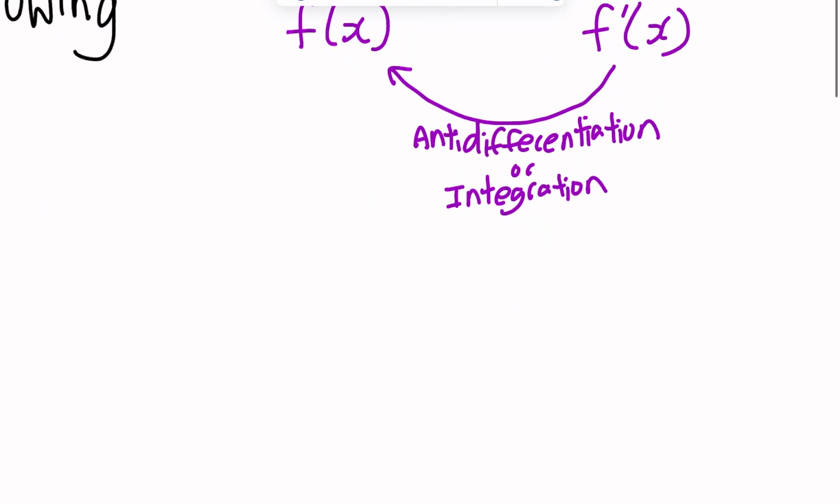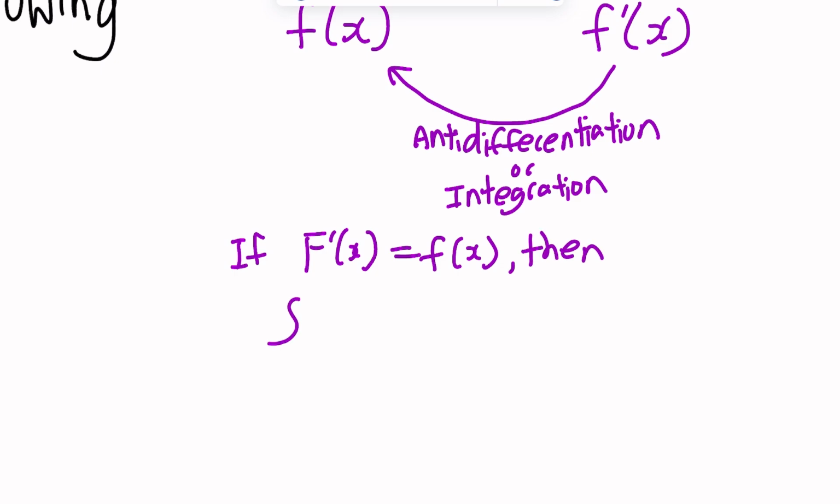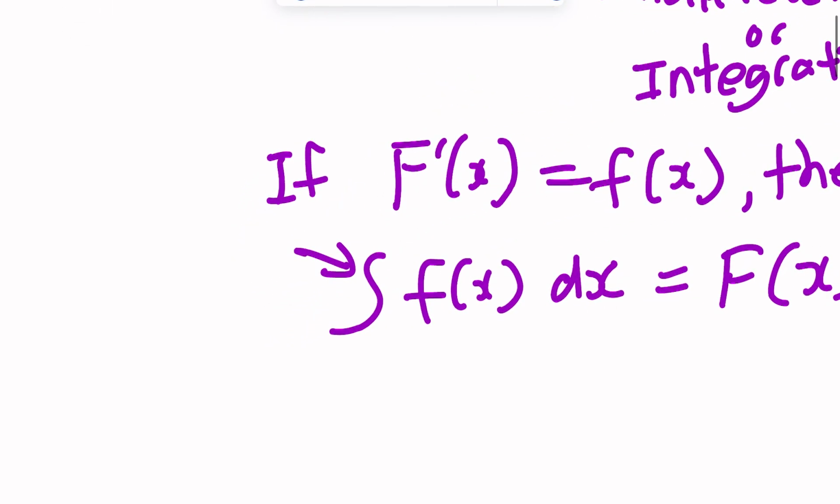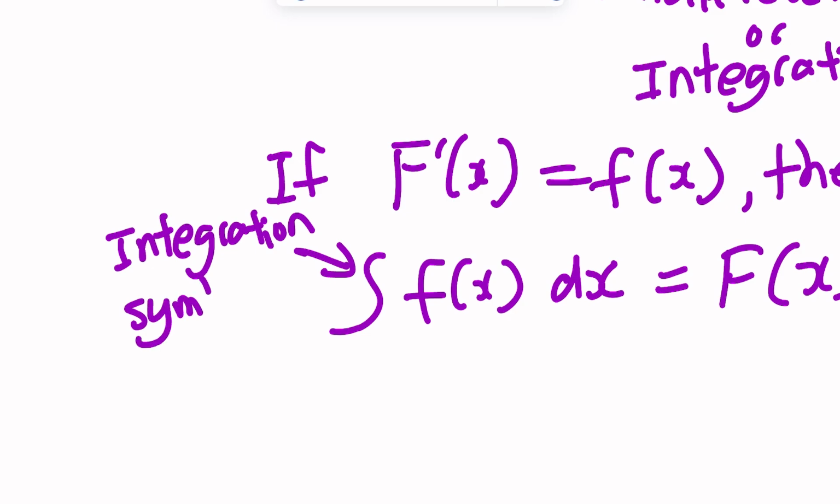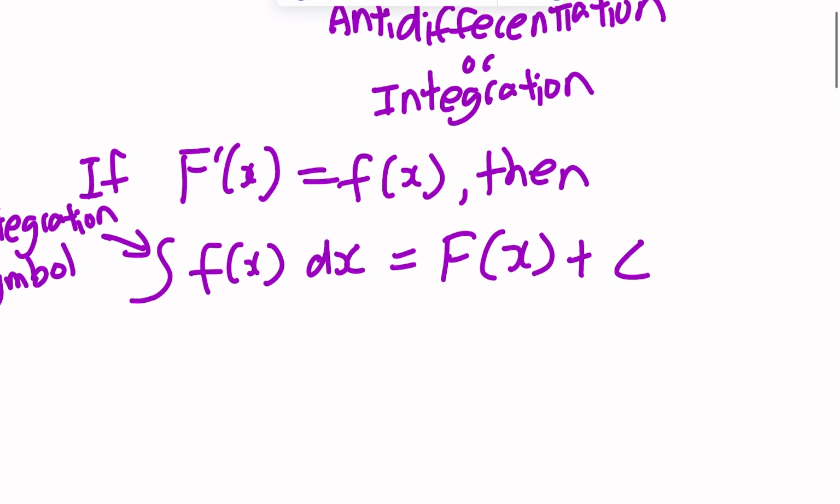So we have, let's say, if f prime of x equals f of x, then the integration of f of x would be capital F of x plus c. Now this may be confusing because there's a lot of terms here. Basically, this symbol here means integration symbol. Whenever you see this symbol, it means you want to find the original function. And the most important here is the value c here.